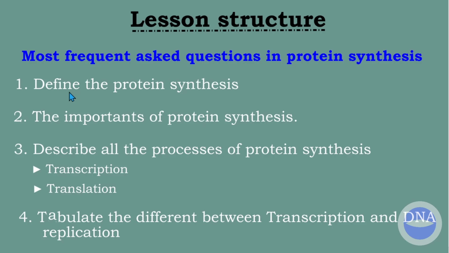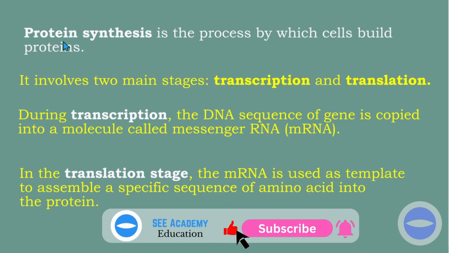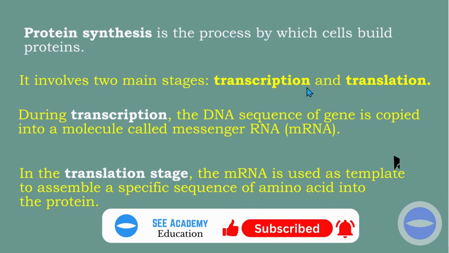Number 1, define protein synthesis. Protein synthesis is the process by which cells build proteins in a body. So when cells build a protein, that process is called protein synthesis. And protein synthesis involves 2 main stages. Stage number 1 is transcription, and stage number 2 is translation.